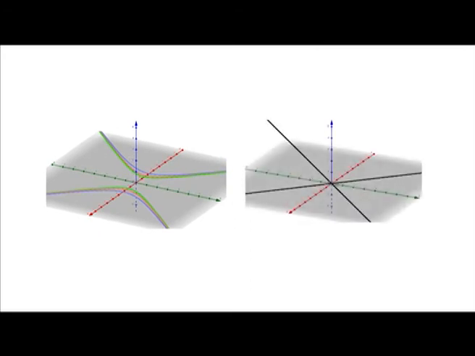For k is equal to 0, the level curve consists of the intersecting lines y plus x is equal to 0 and y minus x is equal to 0. They are shown by black lines in the figure.